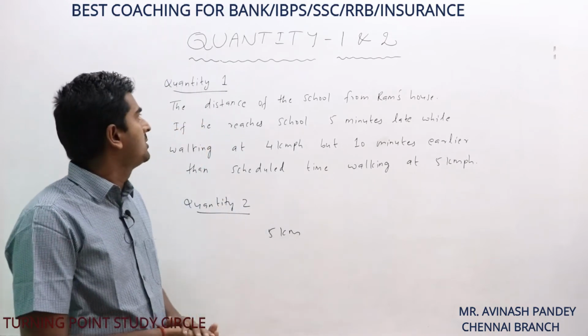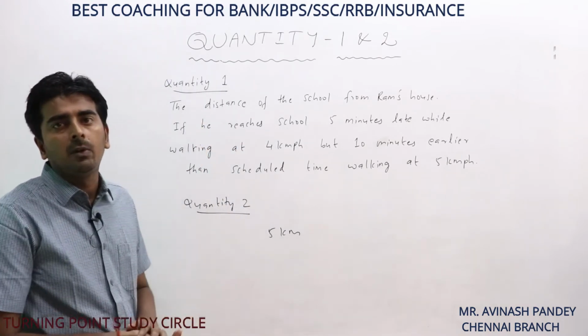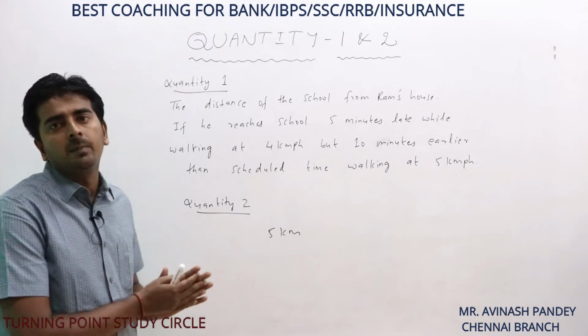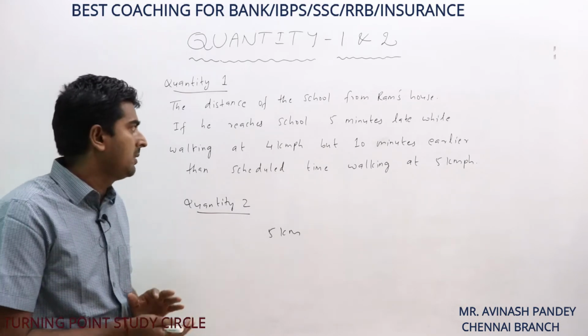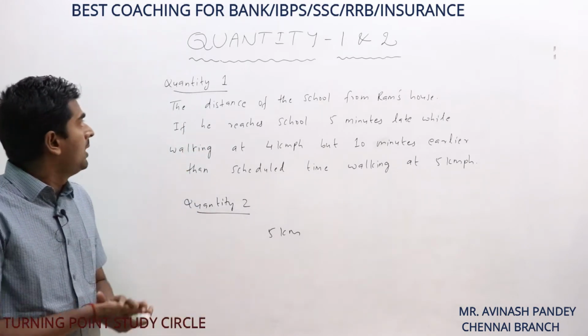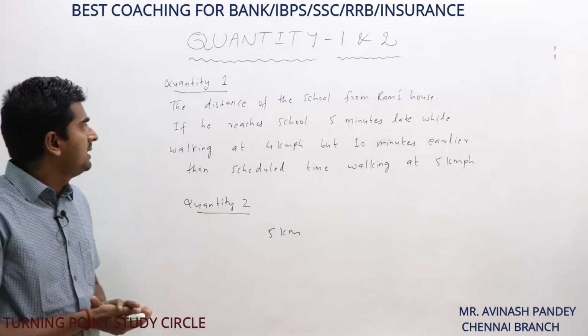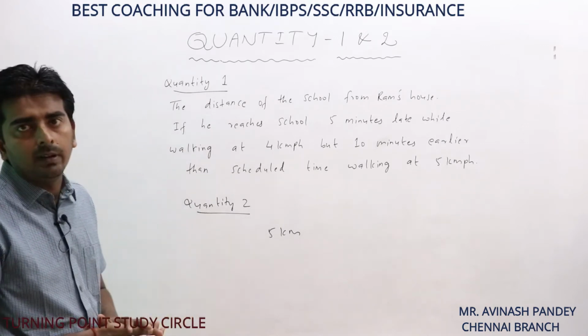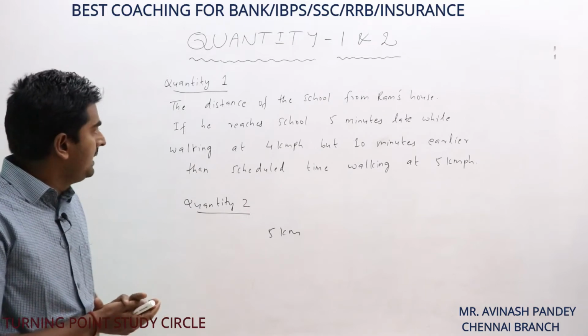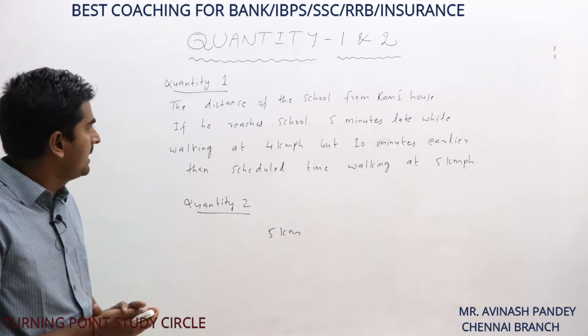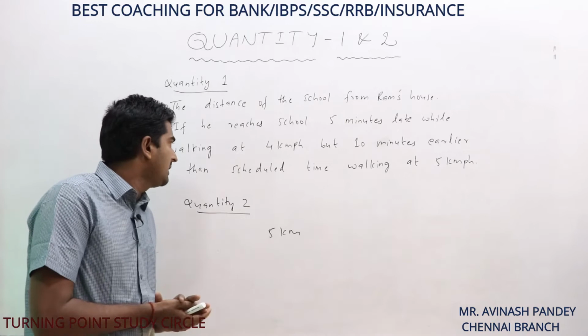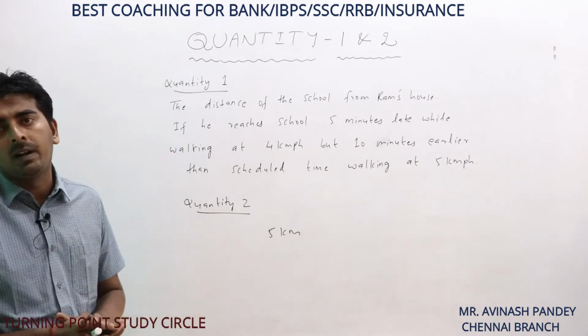So now we will see the fourth question. Again it is coming under quantity 1 and quantity 2, and this question is coming under the speed, time, distance chapter. Many very important questions, right? So I will read quantity 1 here. The question is the distance of school from Ram's house. They are asking distance, right? If he reaches school 5 minutes late while walking at 4 km per hour, but 10 minutes earlier than the scheduled time walking at 5 km per hour, right?